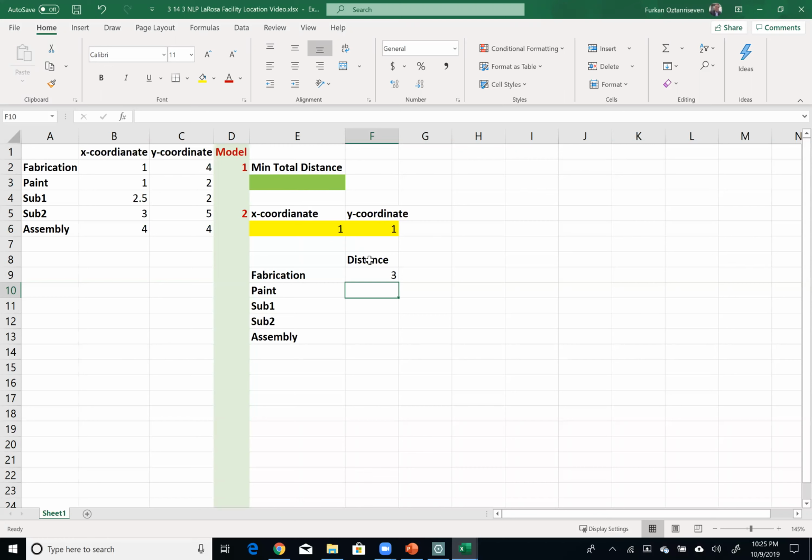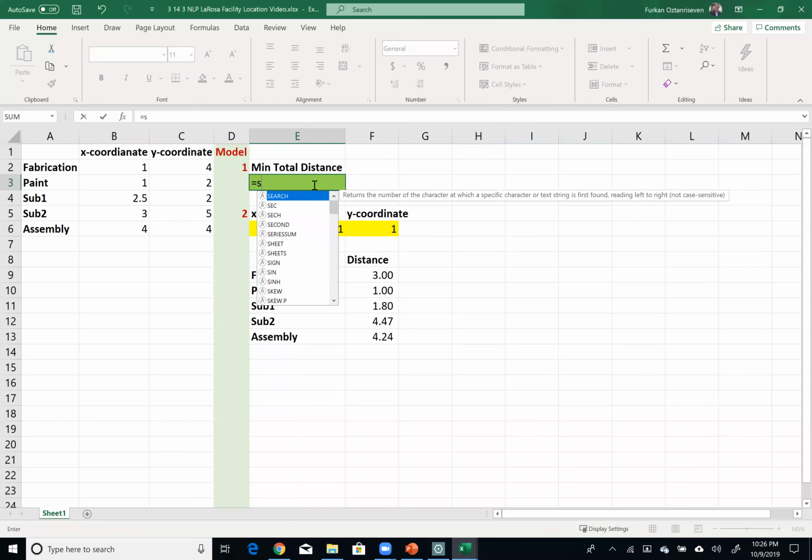I want to make similar calculations for other departments too. So I need to lock my E and F6, F4, and F4. Now I can drag it down. These are my Euclidean distances. I would like to minimize the sum of these Euclidean distances.